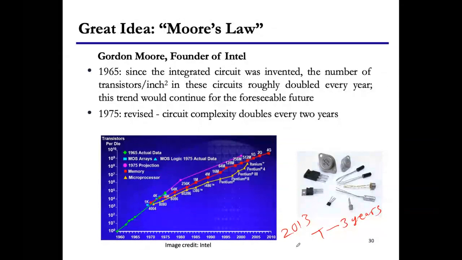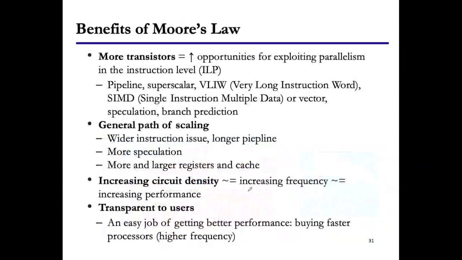Up to now, every 3 years the number of transistors per square inch has doubled. So this is Moore's law observation. So what are the benefits from this Moore's law?